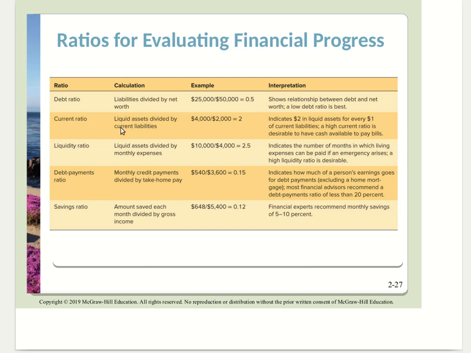Current ratio is your liquid assets or your current assets divided by your current liabilities. So in other words, how much do I have in my checking account, my savings account, and then how much do I owe that's due by the end of the month?